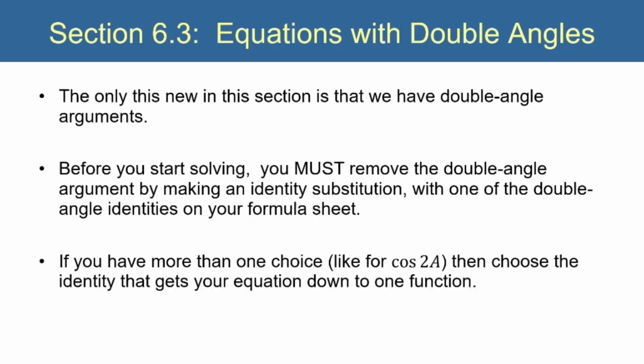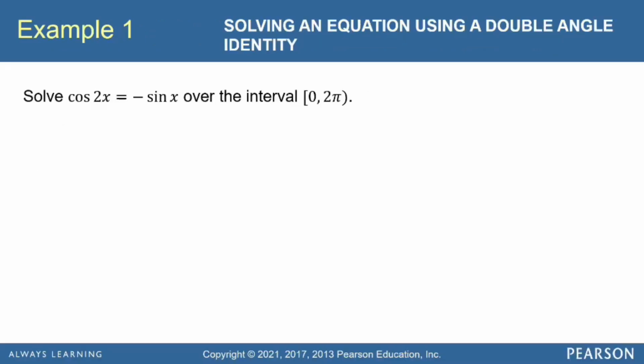Now you'll remember that cosine of 2A had 3 different identities. We had 3 versions of that identity. So whenever you're working with cosine of 2A and you need to make a substitution, you'll have to choose one of those identities, and the one that you want to choose is the one that gets your equation down to just one function.